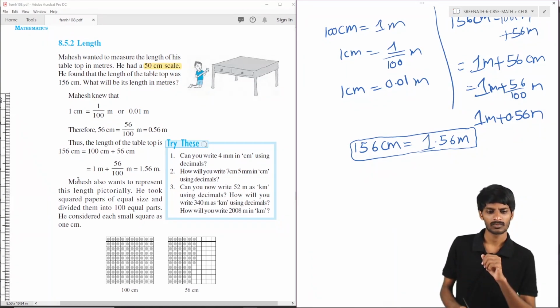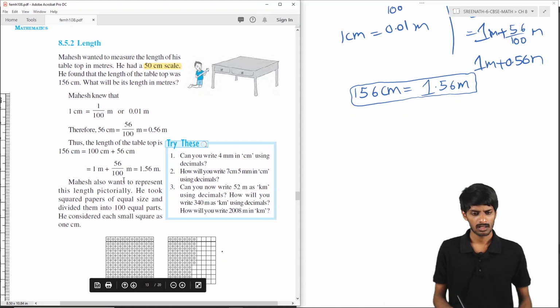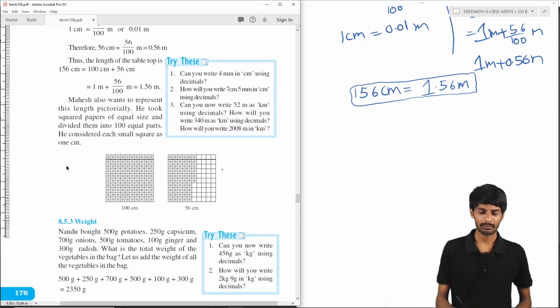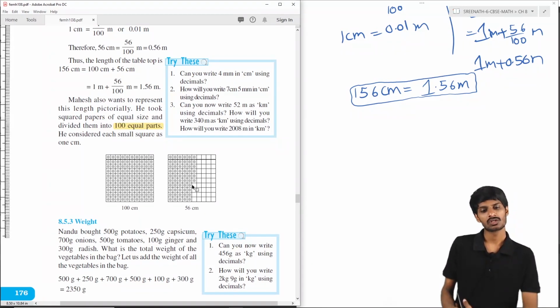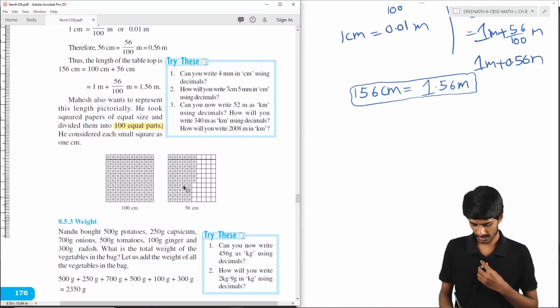Next, Mahesh also wants to represent his length pictorially, students. He has taken a square paper and made it into 100 equal parts. So those 100 are completed. He has taken another one like that, and he has filled 56 parts. So it is 100 centimeters and 56 centimeters. So finally it is 1.56 meters.